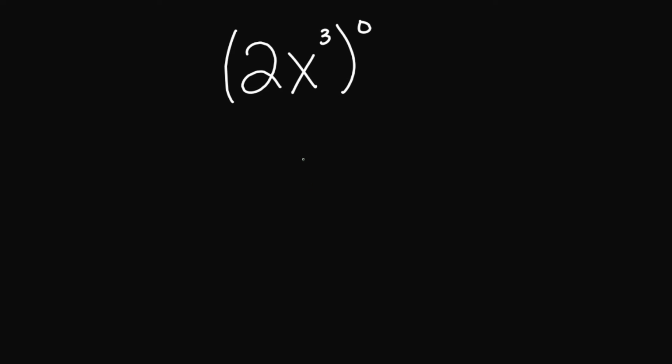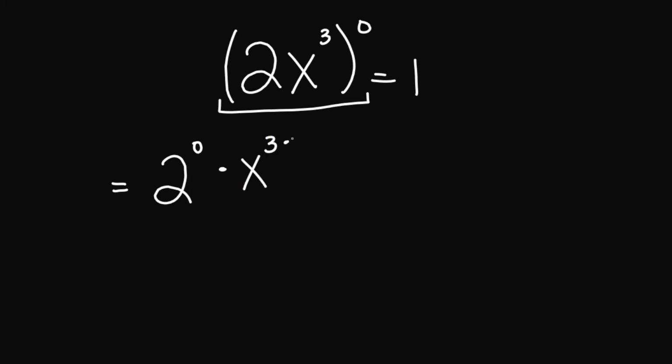All right, let's try this example here. Remember, anything raised to the 0 power is going to equal 1, but we're going to show our work. So this is going to equal 2 to the 0 power times x to the 3 times 0. 2 to the 0 power is going to give me 1 times x to the 0 power, because 3 times 0 is 0. And then you have 1 times x to the 0, which is going to give me 1. So 1 times 1 is 1.